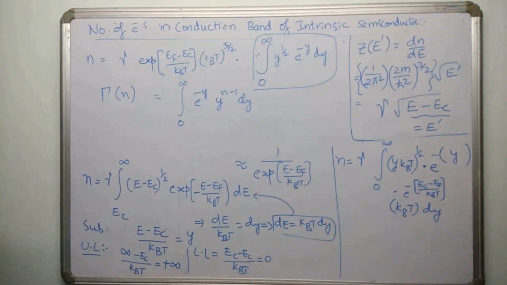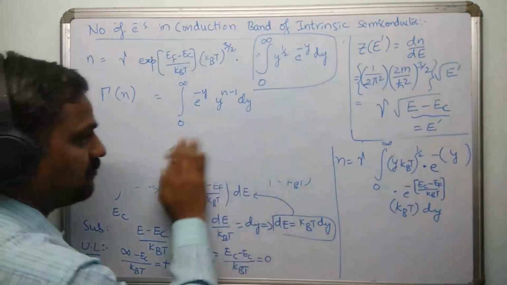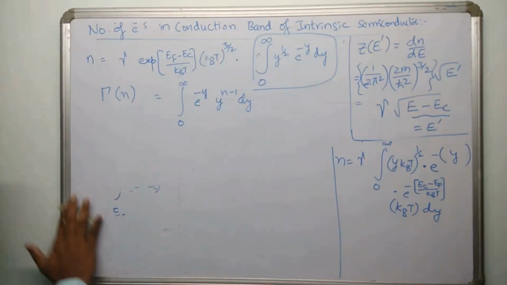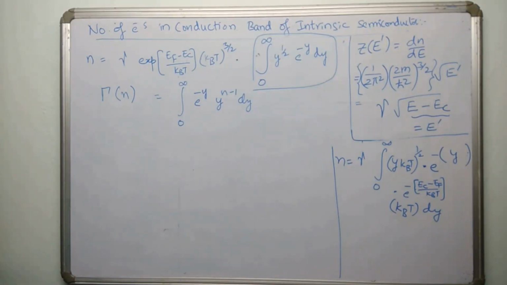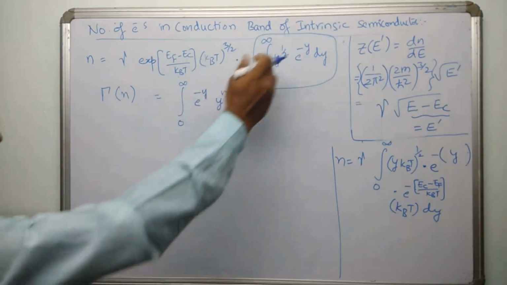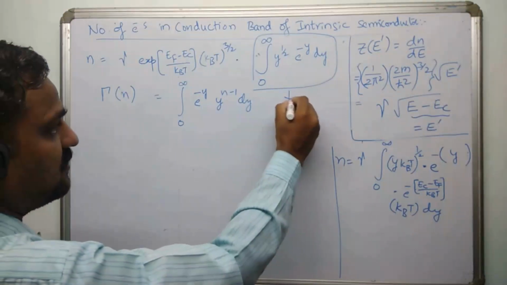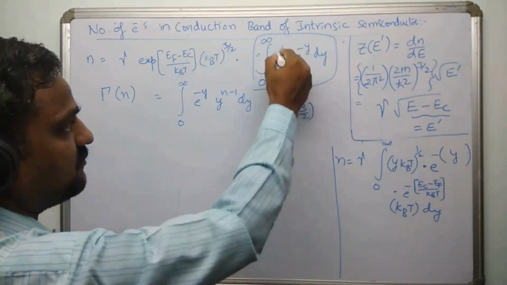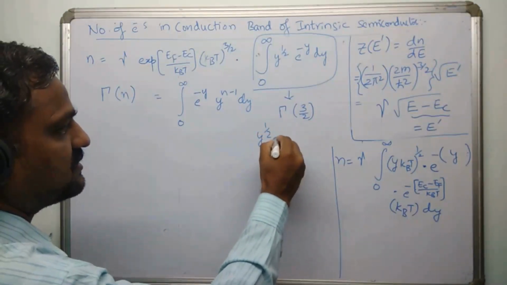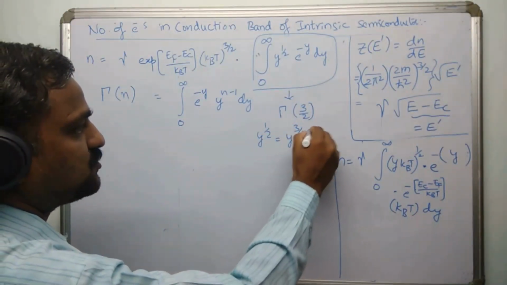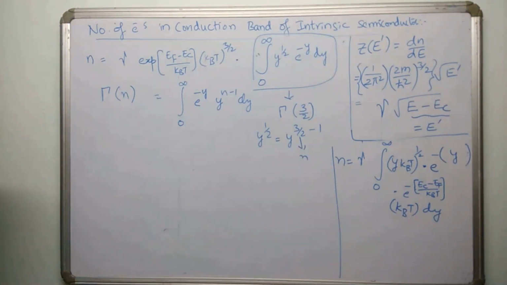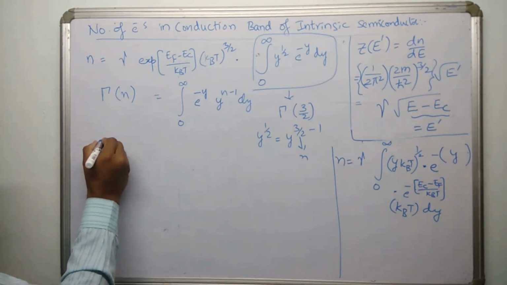So I'm going to erase this portion also. Here, this is gamma n. Therefore, our expression now takes gamma 3 by 2. Why? Because y power 1 by 2 is nothing but y power 3 by 2 minus 1. So our n is going to be 3 by 2. So it is gamma n, gamma 3 by 2, right? So gamma 3 by 2 is known now. What is gamma 3 by 2?